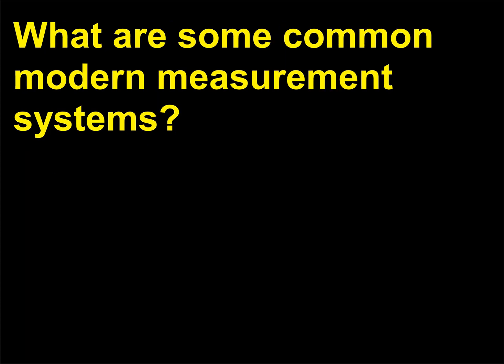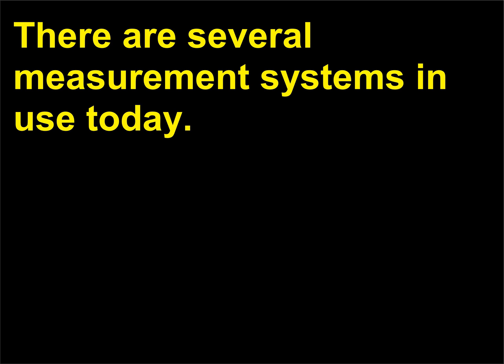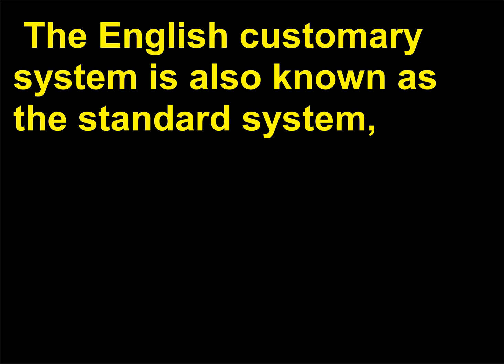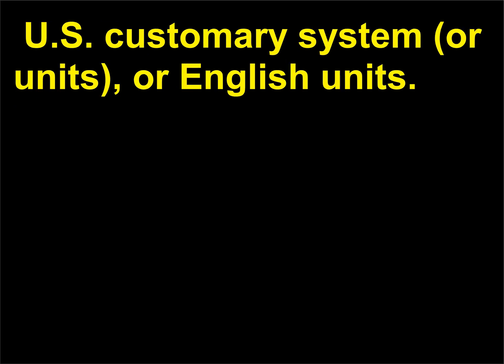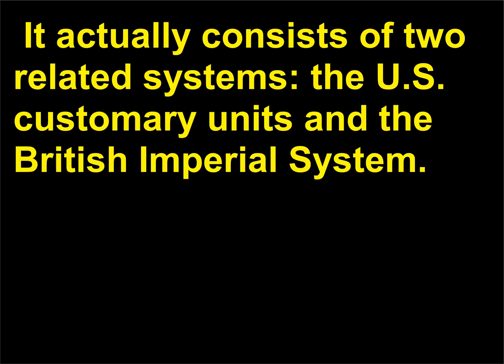What are some common modern measurement systems? There are several measurement systems in use today. The English customary system is also known as the standard system, US customary system, or units, or English units. It actually consists of two related systems, the US customary units and the British imperial system.